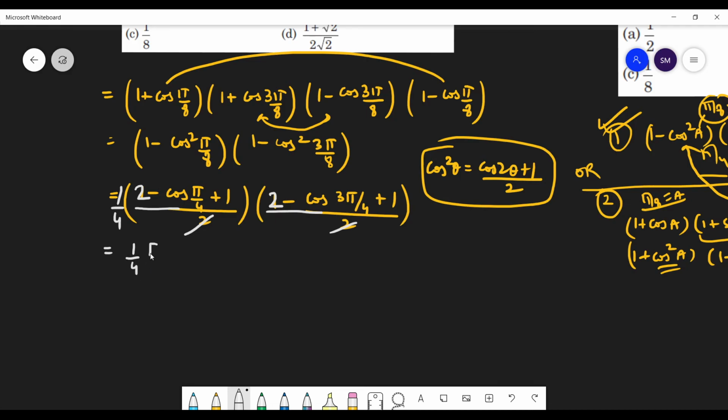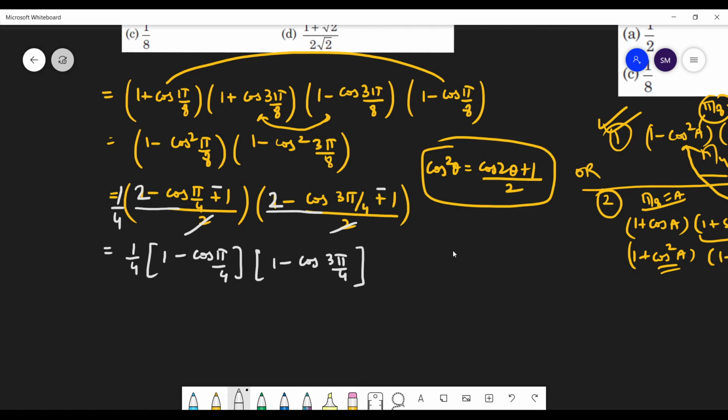So 1 by 4 into, now see here, have you seen that there was a bracket at both the places? When I have taken LCM, this negative will go inside. While skipping these steps, you need to be careful, and this will become minus and this will also become minus. Got it? So now 2 minus 1 is 1. So 1 minus cos pi by 4 into 1 minus cos 3 pi by 4.